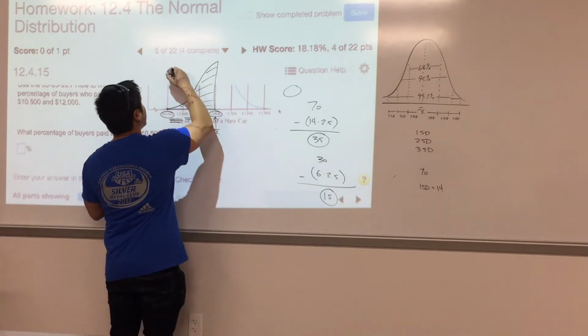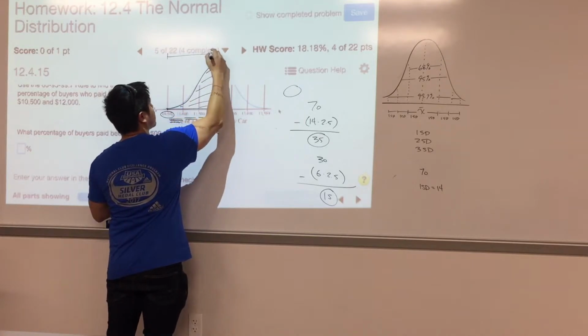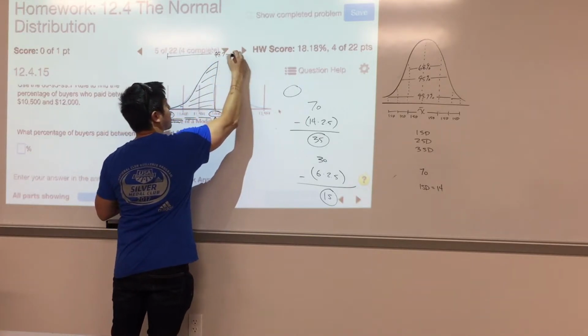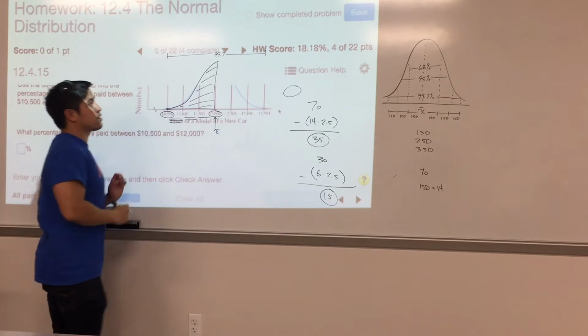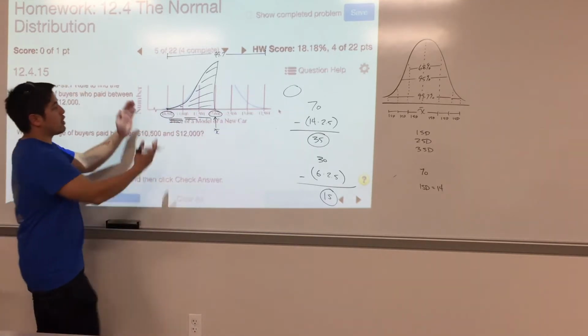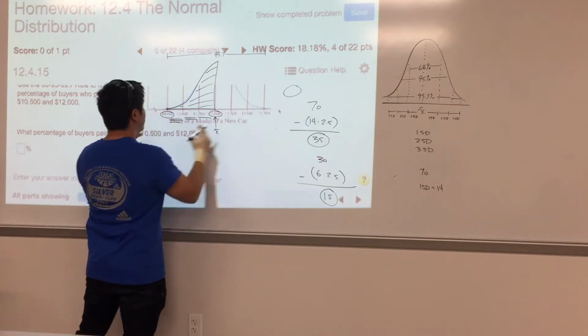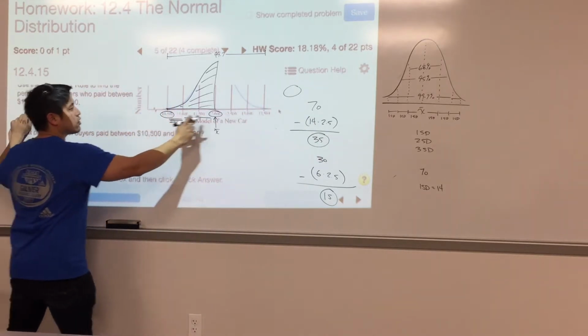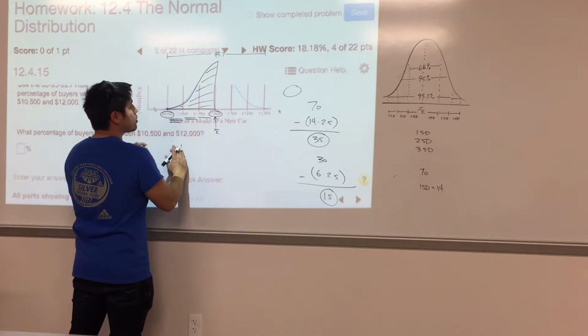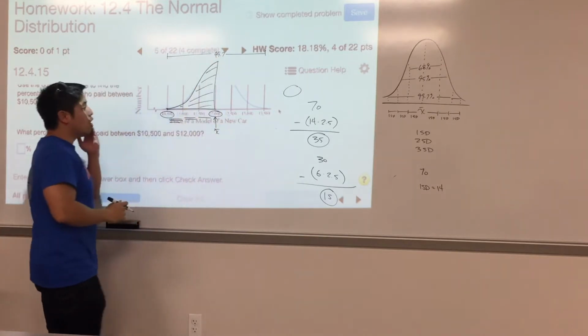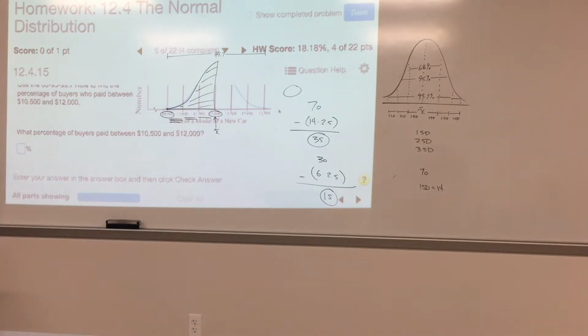Exactly, it's half, because 3 standard deviations would be 99.7. Does that make sense, everybody? 3 standard deviations out is 99.7% of the data, because they asked for 10.5 to 12, which is half of it. So if we take half of that, we'll know the answer. What's the answer? 49.85.